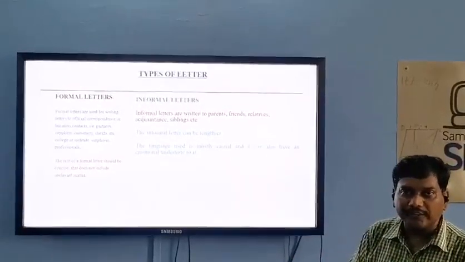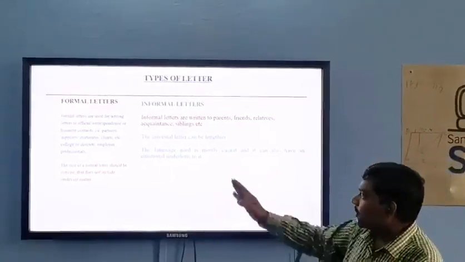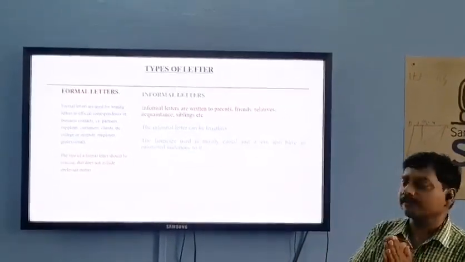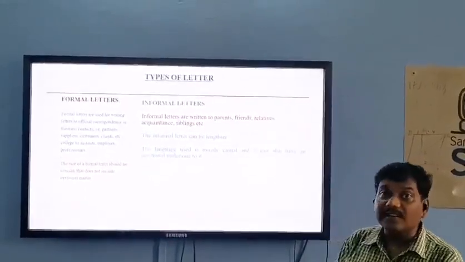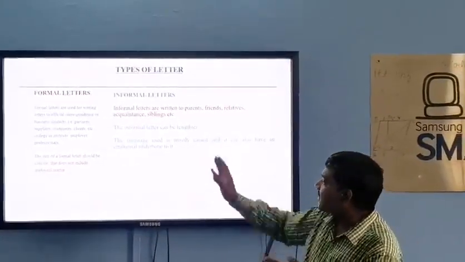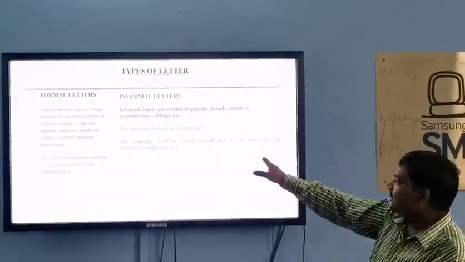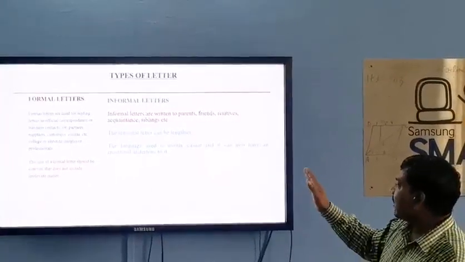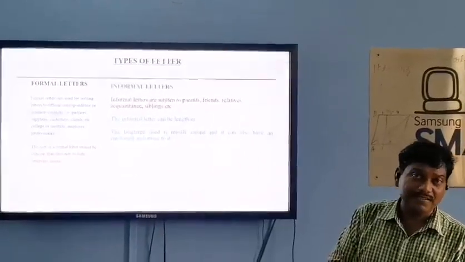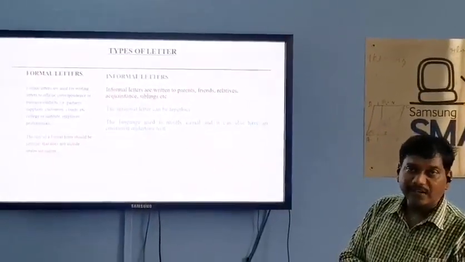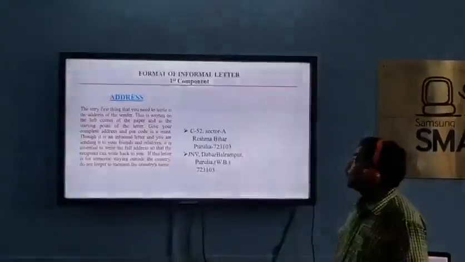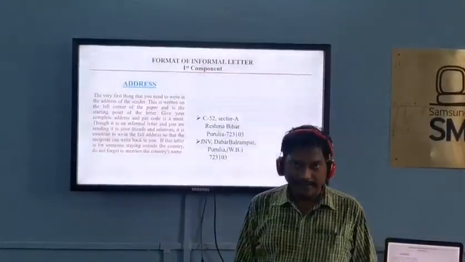How are both different from each other? Let us also know it. The size of a formal letter should be concise. That does not include irrelevant matter. That is very important. Similarly, the informal letter can be lengthier. The language used is mostly casual, and it can also have an emotional undertone to it. So these are the differences between formal and informal letter. Now let us know the format of informal letter writing.